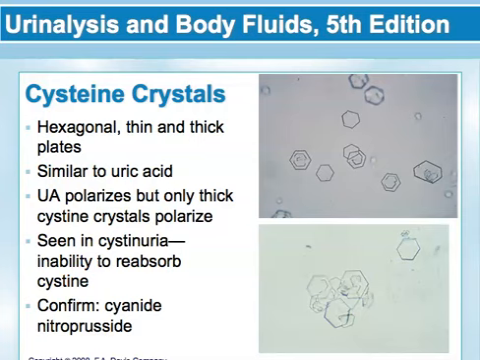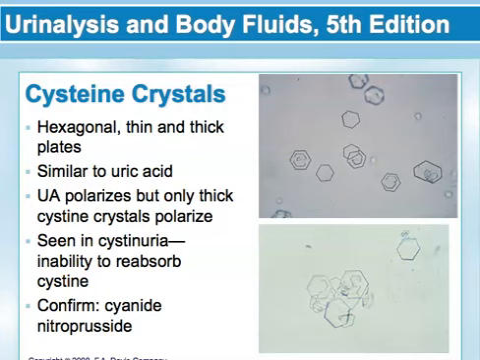First one is cysteine crystals. It's found in the urine of people who inherit a metabolic disorder that prevents them from being able to reabsorb cysteine into the renal tubules. These people tend to form renal calculi from an early age, so usually you'll see onset in the teenage years.